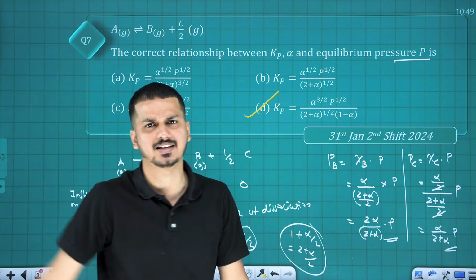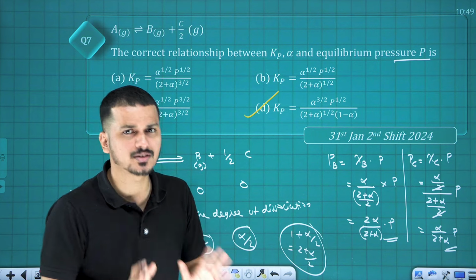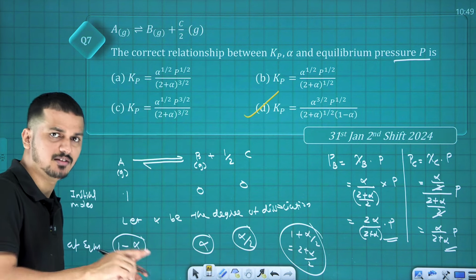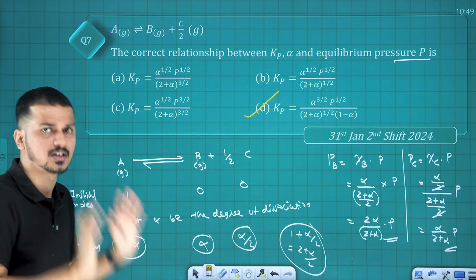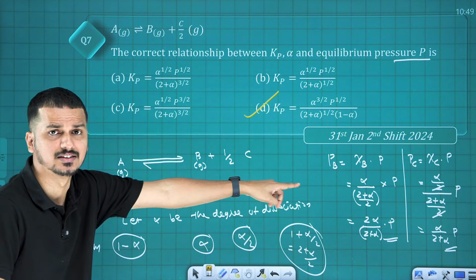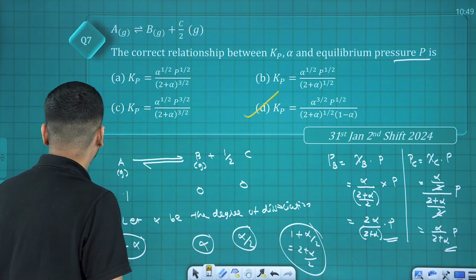Option D is the correct answer. Clear, dears? If it is concentration related, you have to divide the number of moles by volume, then you can write it in terms of concentration. If it is pressure related, we have to find the total number of moles and go like this. Clear? We can move to the next question, dears.